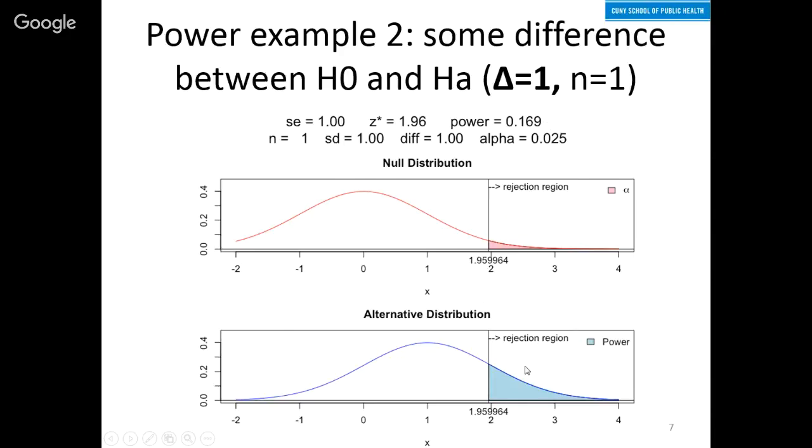This is still lousy power, 17%. So this would be an example of an underpowered study. If we were interested in a difference in means between the null and alternative distribution of 1, we would have only a 17% chance of observing it here. And you'll notice I'm ignoring something here, the left-hand tail. That is because under this alternative distribution, the probability of having a value less than 1.96 is pretty negligible. It's not 0, but it doesn't actually add anything to this power to 3 decimal places. So I'm just not drawing it there because it's infinitesimal.